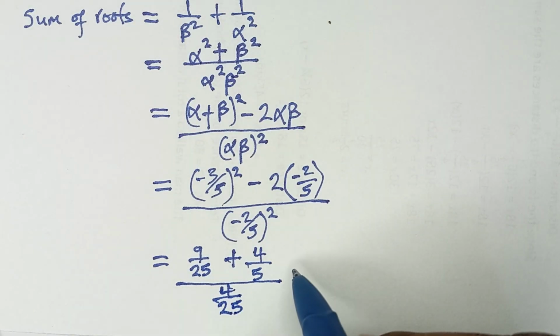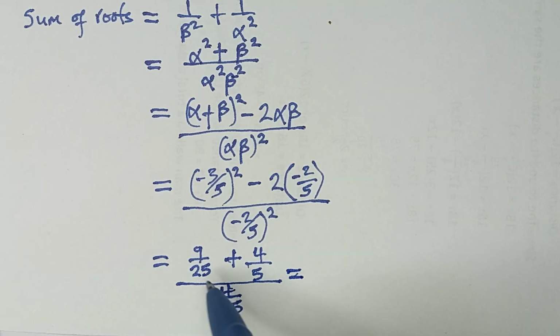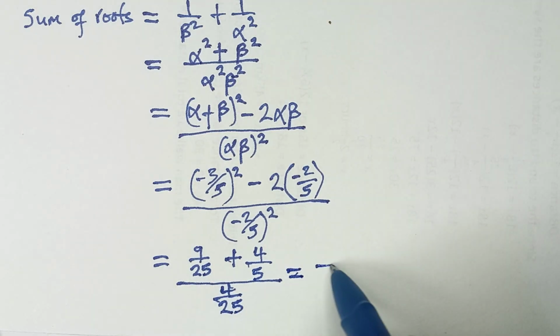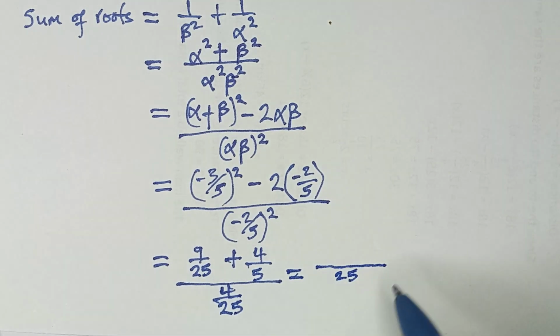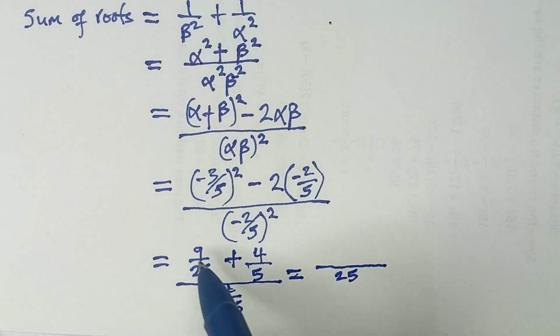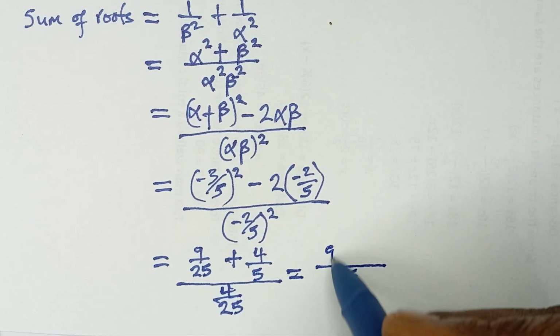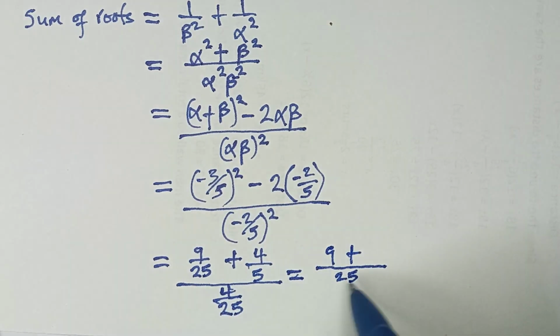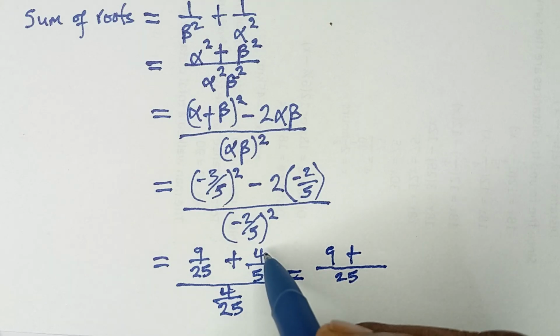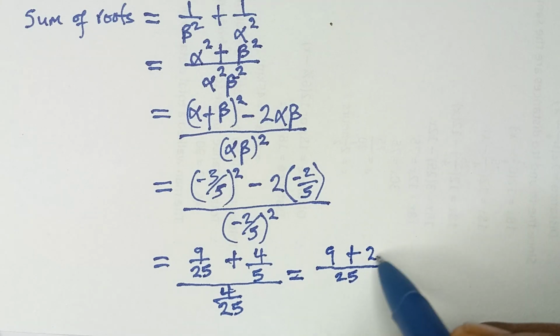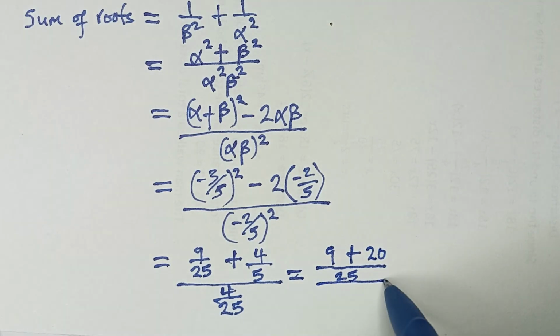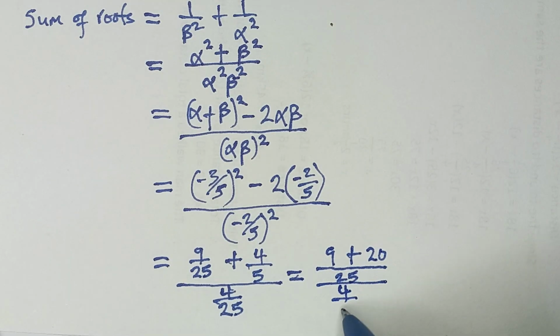And then if I move this on further, it will give me the LCM as 25. So the LCM of this 25 and 5 is 25. 25 divided by 25 is 1, multiplied by 9. That will give us 9, plus 25 divided by 5 is 5. 5 multiplied by 4, that will give me 20. Then everything divided by 4 over 25.